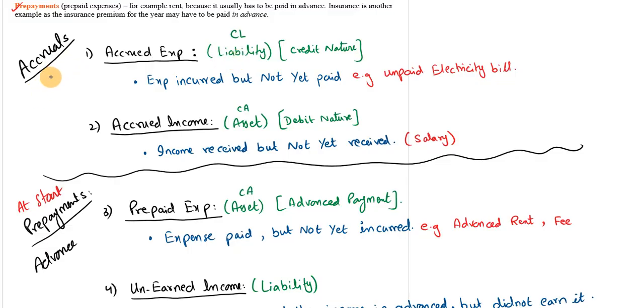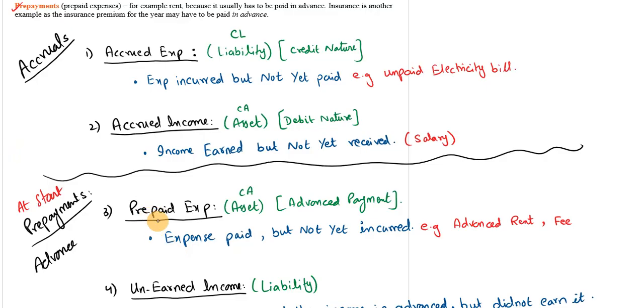The second one is accrued income. Accrued income is an asset because in accrued income we earn the income but have not received it. So it's income earned, not received. We earned the income.